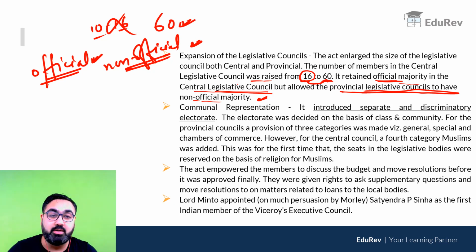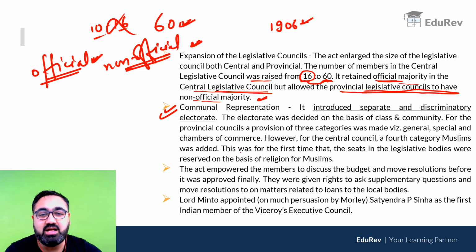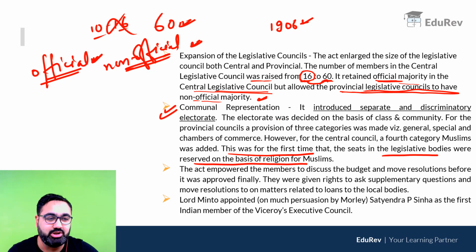Then communal representation, very, very important. As I said earlier, also a group of Muslim leaders met Lord Minto in Shimla in 1906, demanded separate electorate for Muslims. This was accepted. For the first time ever, the seats in legislative bodies were reserved on the basis of region for Muslims, and those seats which are reserved for Muslims, only Muslims could vote on those seats. So there was separate electorate.